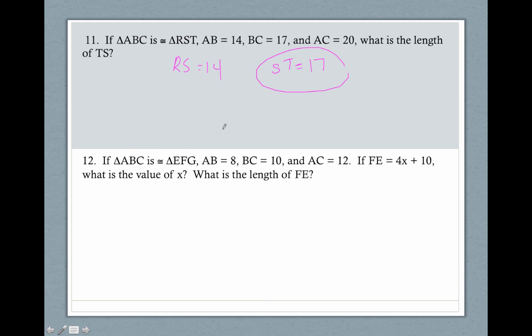ABC is congruent to EFG. AB is 8. That means EF is 8. And we're asked for FE, which is EF. So that's 8. 4x plus 10 is 8. 4x equals minus 2. X is minus 1/2.